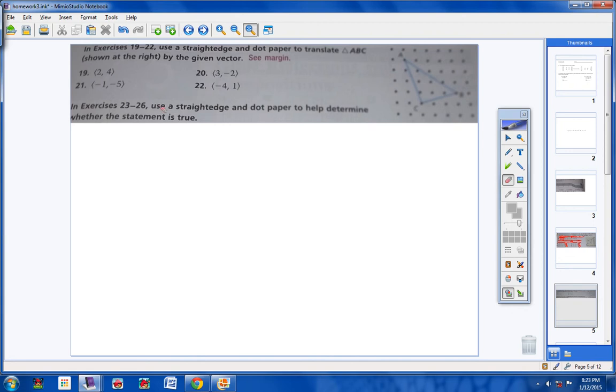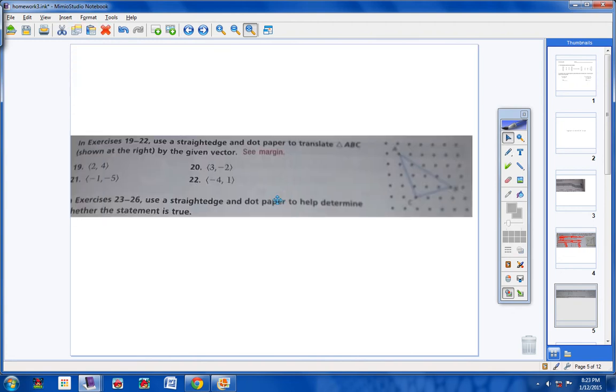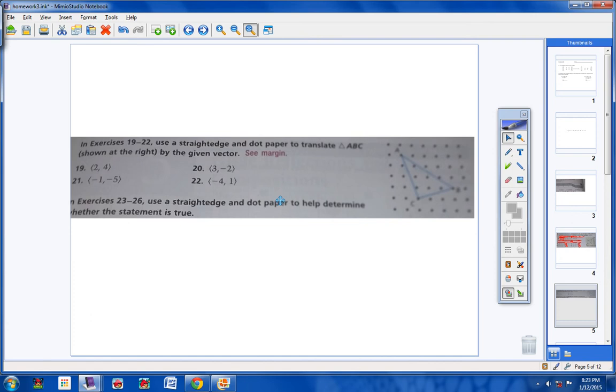Okay, alright, moving on to number 19, 20, 21, and 22. Use a straight edge and dot paper to translate ABC. Okay, so here we go. Very quickly, we're going to take this triangle ABC. For number 19, we're going to translate it positive 2, positive 4. So this point goes over 2. I'm going to have to slide this down to get some work here. Okay, positive 2, positive 4.